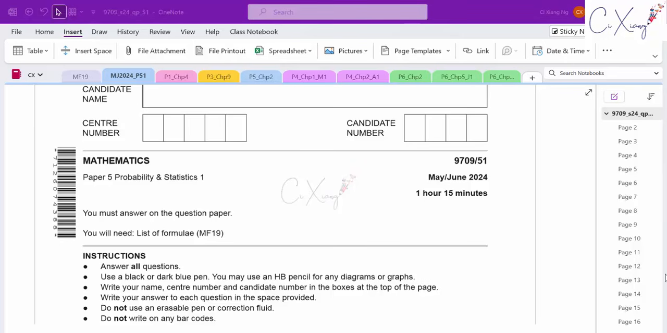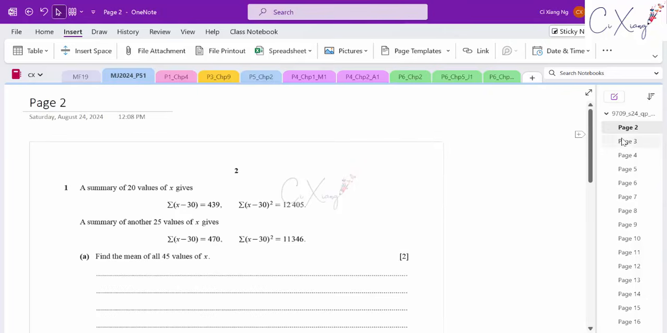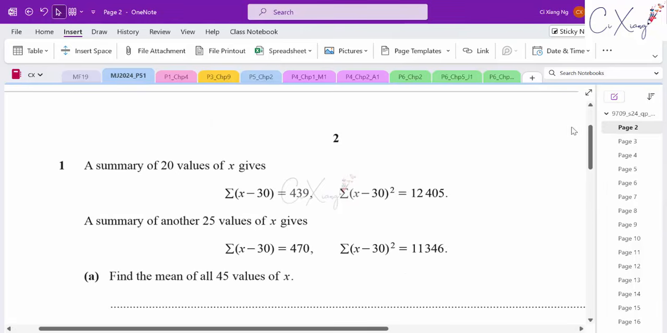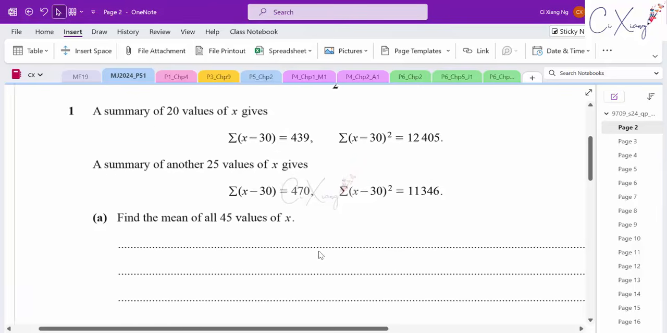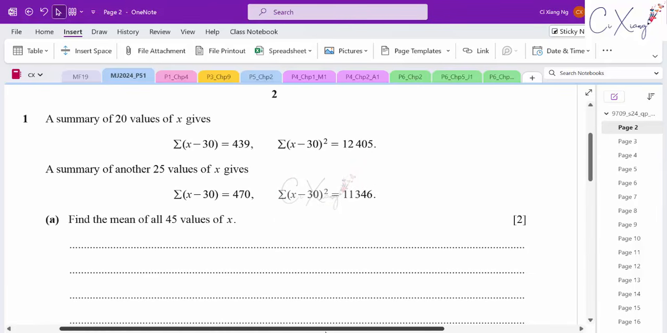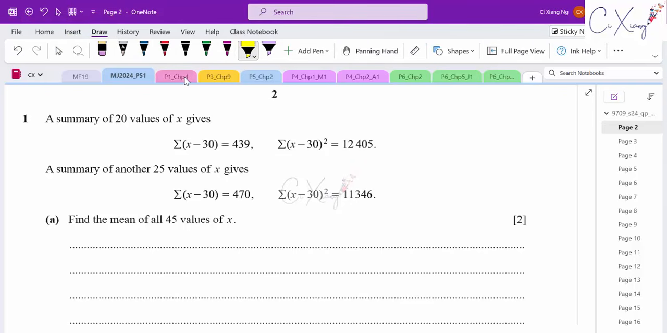Okay, so in this video, we'll be discussing our May-June 2004 Paper 5-1 for Statistics 1. So let's have a look at question number 1. They give us some summary values for 20 values and also another 25 values of x. So this is the summary that we have. Then they want us to find the mean of all the 45 values of x.